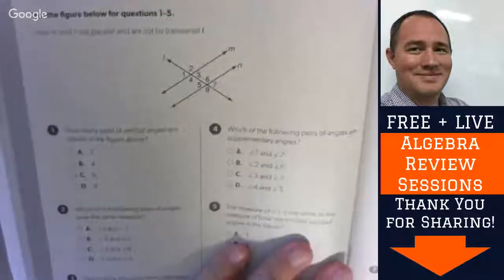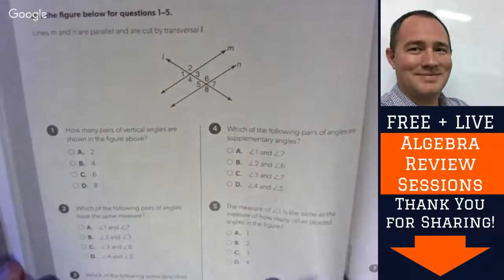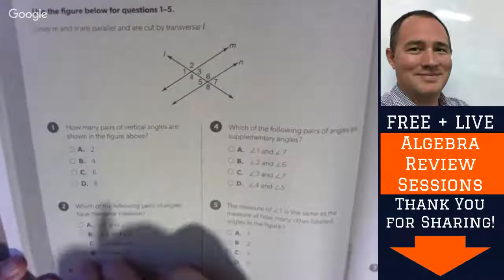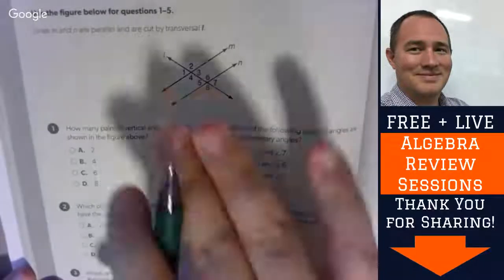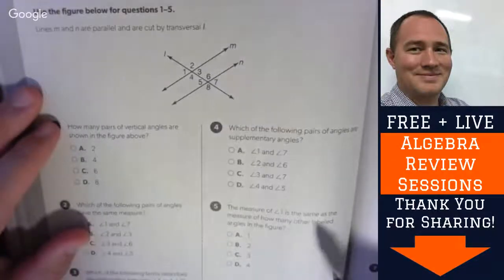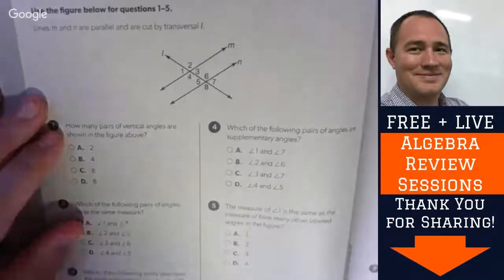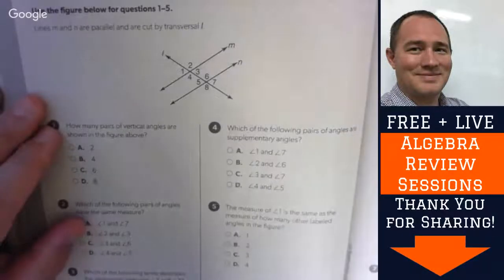So this looks like a good problem to work through. It has several parts. All of these questions deal with this figure. How many pairs of vertical angles are shown? How many pairs of vertical angles?